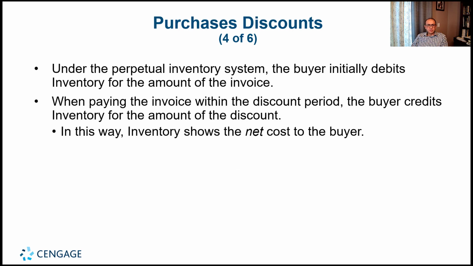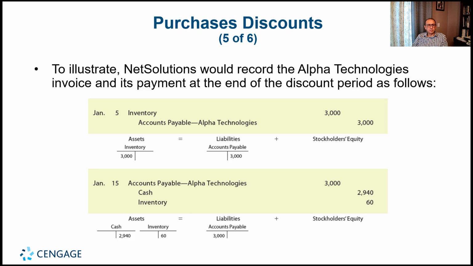So under the perpetual inventory system, the buyer initially debits inventory for the amount of the invoice. When paying the invoice within the discount period, the buyer credits inventory for the amount of the discount. And this way, inventory shows the net cost to the buyer. So let's see the purchase discount here. Net Solutions would record the Alpha Technologies invoice and its payment at the end of the discount period as follows.